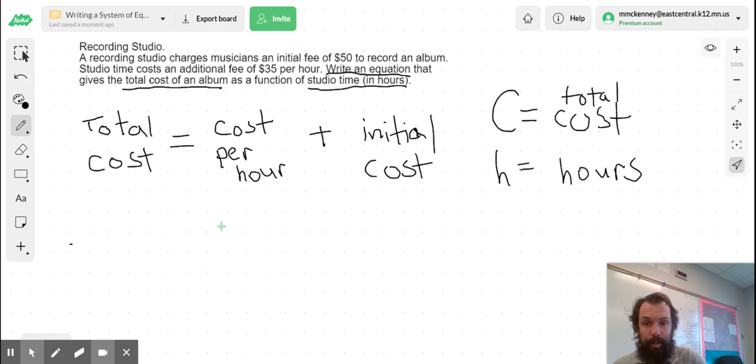So let's go from the verbal phrase to the algebraic equation. Total cost is a capital C, which is equal to our hours, and it's $35 per hour. So I have 35 times the number of hours plus our initial cost of $50. So there is our equation.